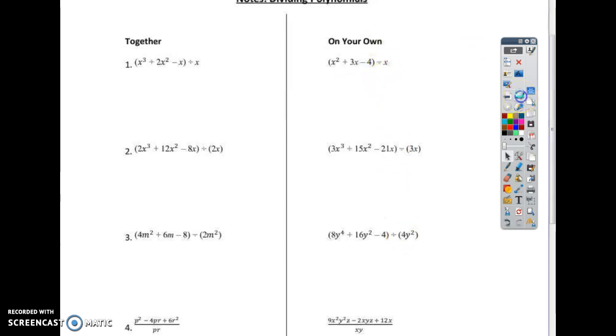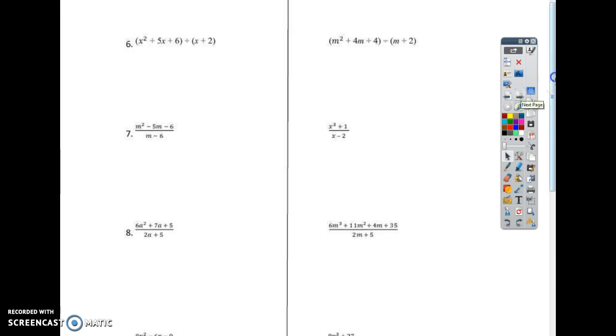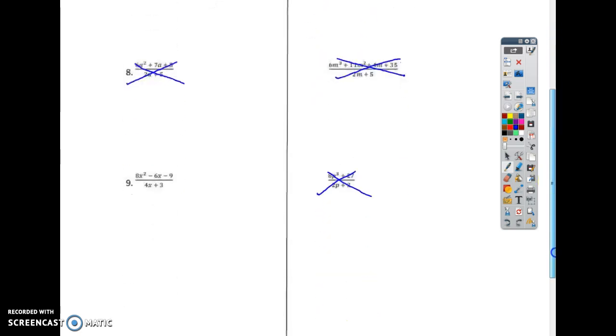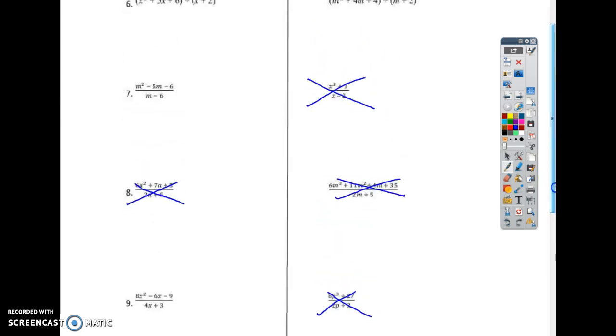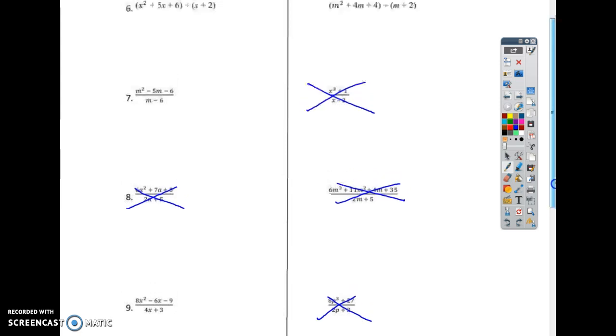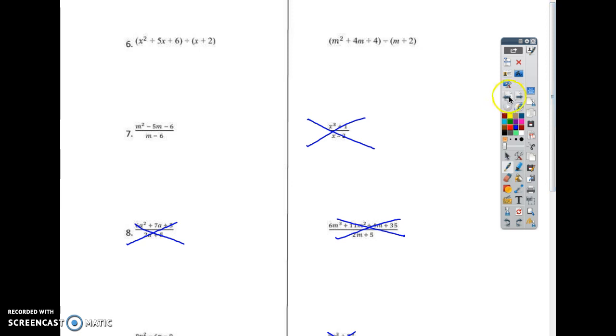Real quick, go to the back page. These are the problems that I don't want you to do. We are not doing this one. We are not doing this one, and that one. Okay, we're not doing those 4. Everything else we're doing. So let's go back.